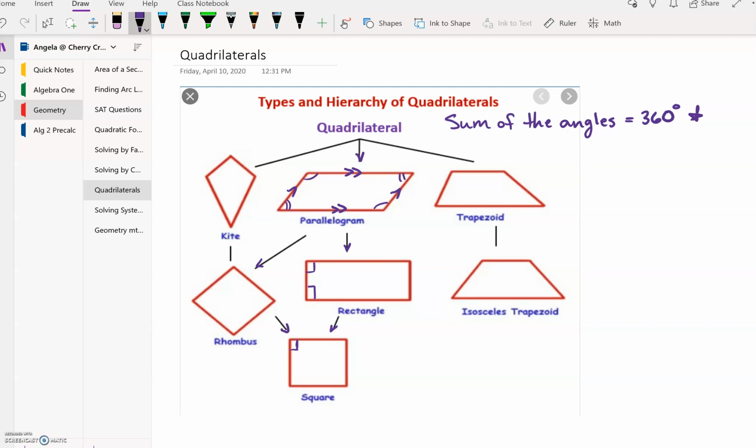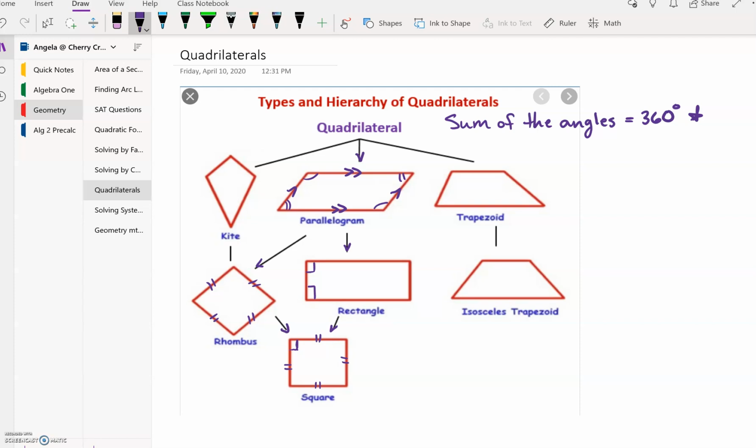Over here, the rhombus is a parallelogram. It's not quite a square because it doesn't have 90-degree angles. But what's true about a rhombus and a square, and the reason that they flow one to another, is that they have this property of all sides being equal. We know that's true for a square. You've dealt with that quite a lot in your math career. But that's also true for a rhombus.